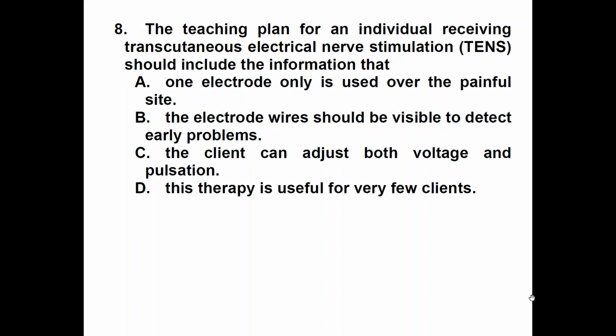Eight, the teaching plan for an individual receiving transcutaneous electrical nerve stimulation should include the information that: one electrode only is used, the electrode wire should be visible to detect early problems, the client can adjust both voltage and pulsation, or this therapy is useful for very few clients. Of course, we know that voltage and pulsations are controlled by the person wearing the device.